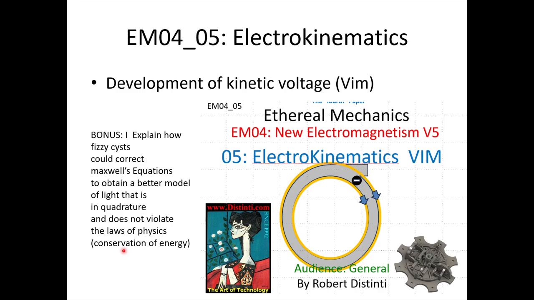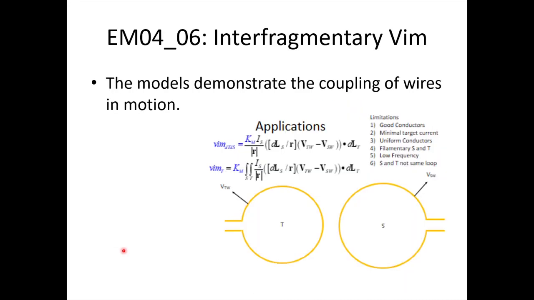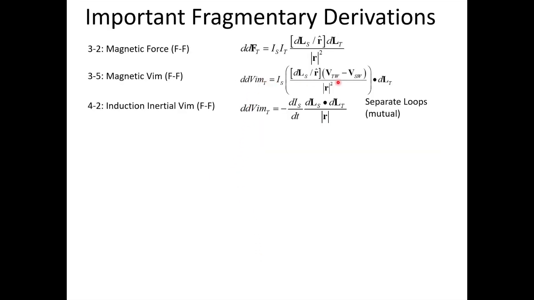Okay, so with that said, we go on to the interfragmentary VIM. This is, you have 2 loops of wire that are in motion. How do they electromagnetically couple to each other? And that gives us interfragmentary VIM right here.